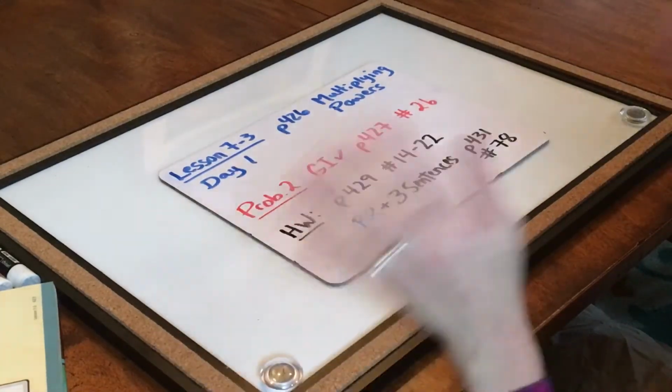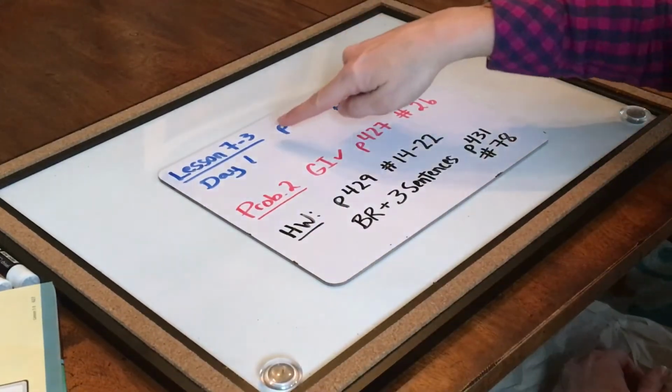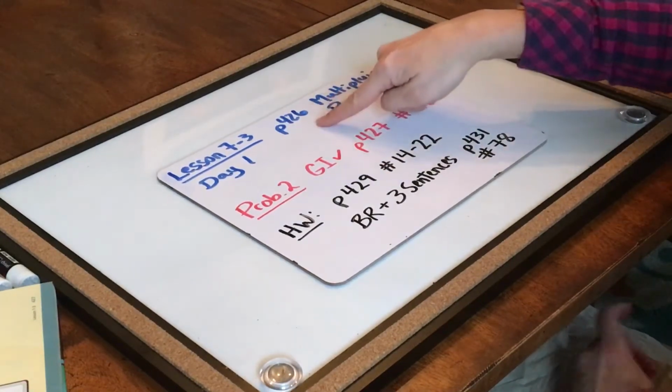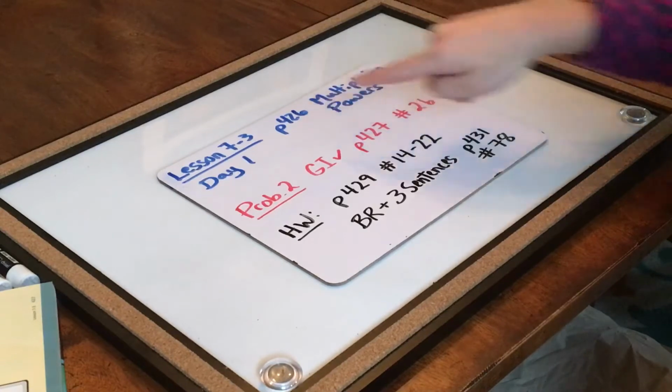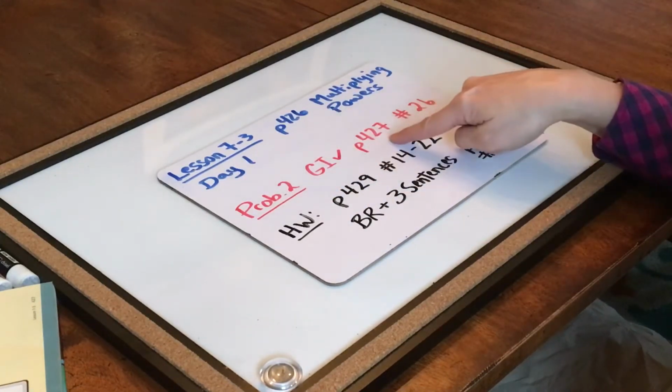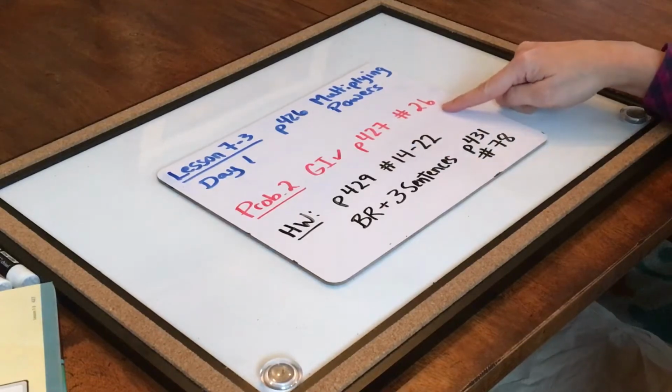Hi, 8th grade. Today we're doing lesson 7-3, day 1. This is multiplying powers, and we're going to be on page 428. We're going to be doing the problem 2 gotta check, which is on page 427, number 2B.